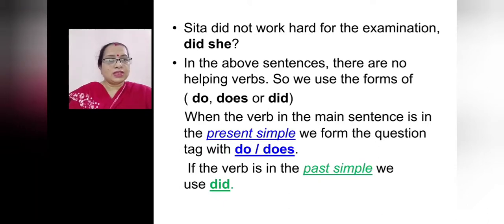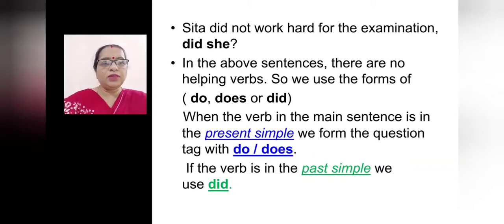In the above sentences, there are no helping verbs. So we use the forms of do. That is do, does, or did. When the verb in the main sentence is in the present simple, we form the question tag with do or does. If the verb is in the past simple, we use did.